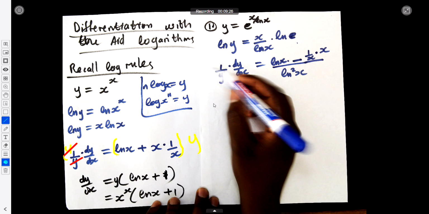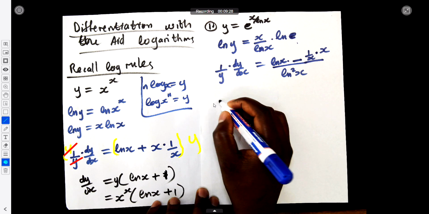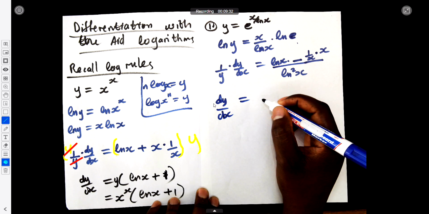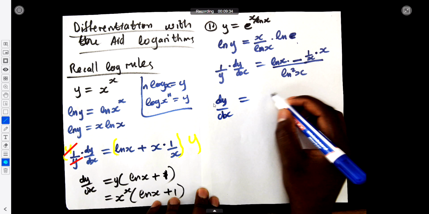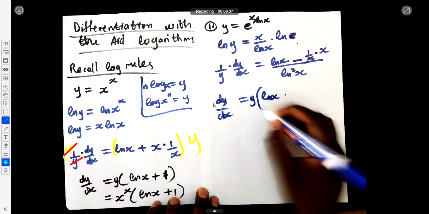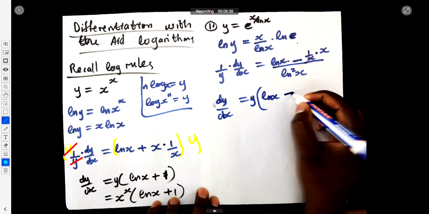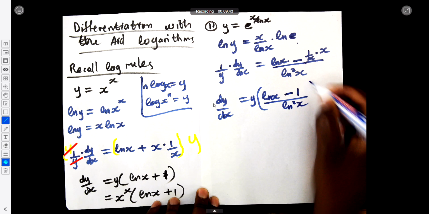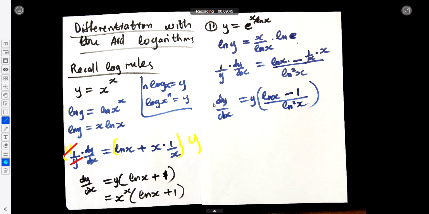Hope it's clear. So in the meantime, while we are still dividing by 1 over y or multiplying by y, when we multiply by y on both sides, we are left with dy over dx on the right hand side equal to, while we are simplifying, we're going to have ln x minus 1, all divided by ln squared x. So here it's not x which is squared, we were squaring the ln, the natural logarithm.